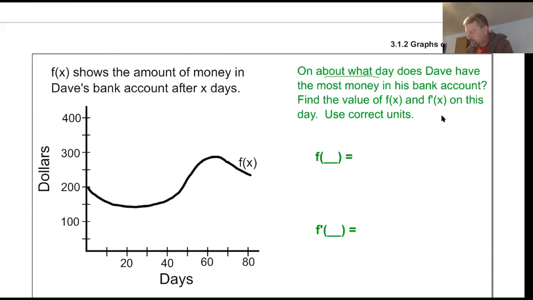All right, same graph, this time a new question. On about what day does Dave have the most money in his bank account? Well, here's his money, so the most happens right about there, which, I don't know, should we call that 65? At day 65.